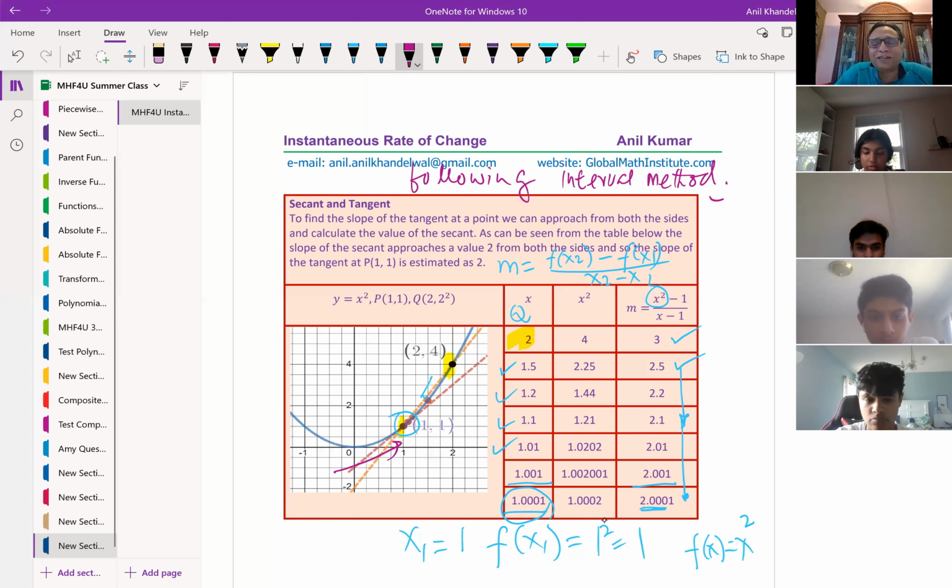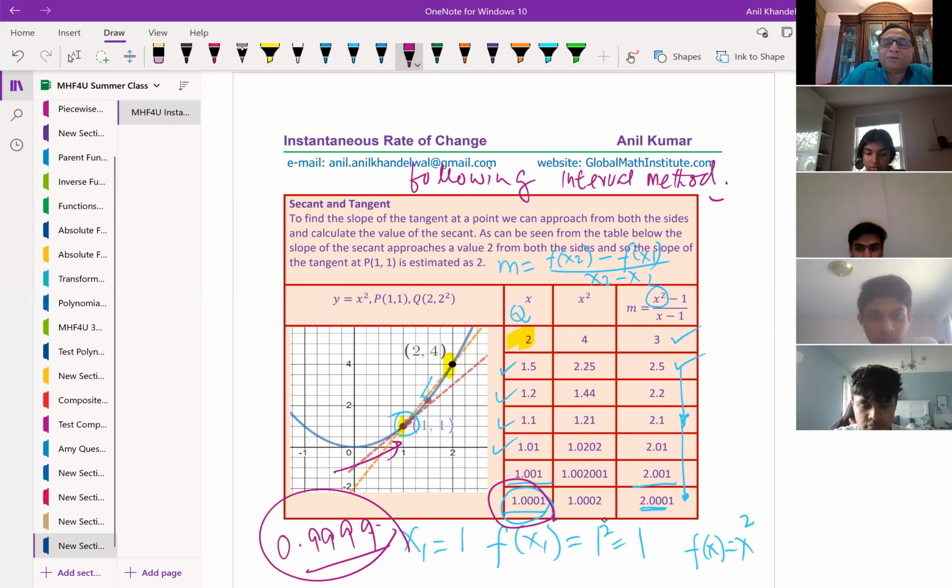I could have taken a value like 0.9999, correct? And got the same result. That would have been the preceding method, you see. But if I take this value and this value, then it becomes a central method, because then I actually took a point on the left side and a point on the right side. So that becomes a central method.